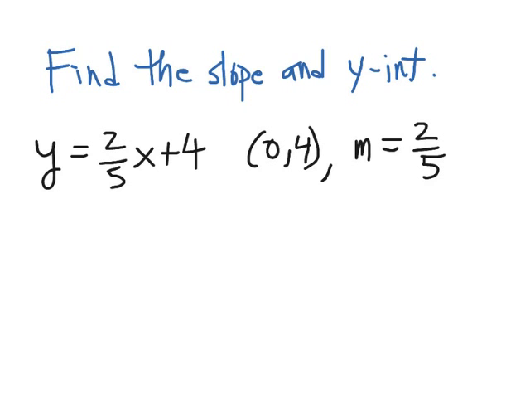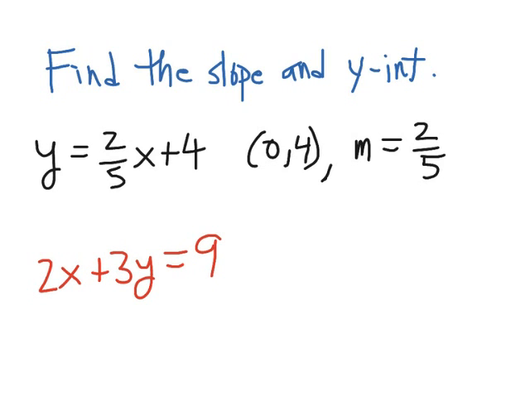Let's try a slightly different one. How about 2x plus 3y equals 9.